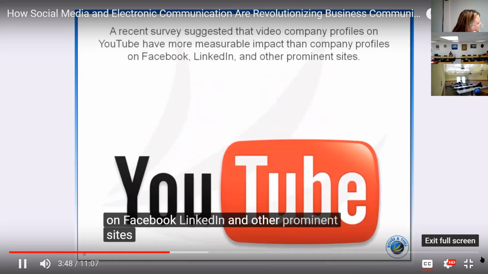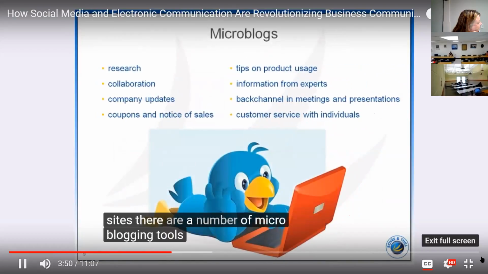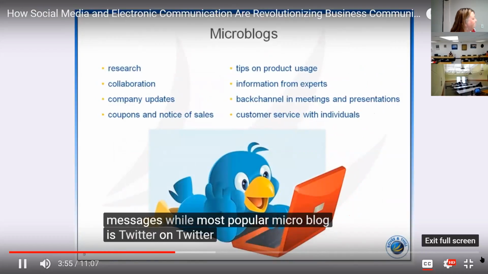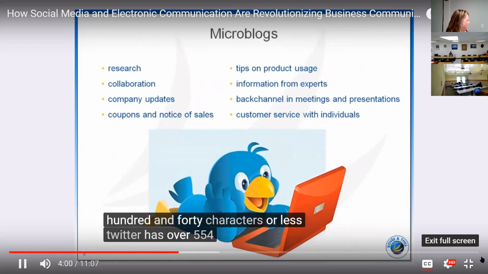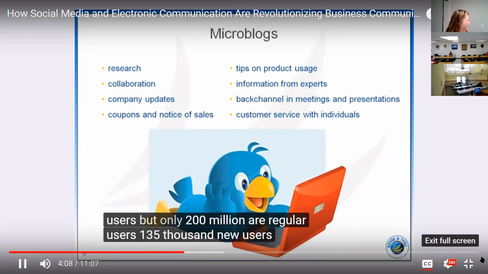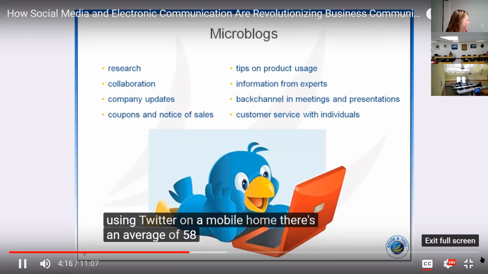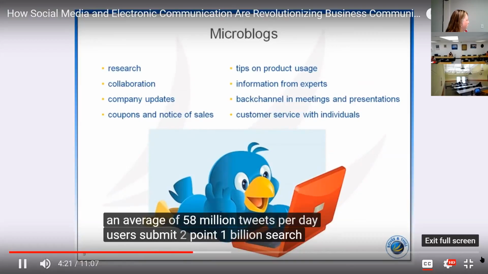and other common sites. There are a number of microblogging tools, all require short messages. The most popular microblog is Twitter. On Twitter, messages must be 140 characters or less. Twitter has over 554 million registered users, but only 200 million are regular users. 135,000 new users are registered each day. 60% of people use Twitter on a mobile phone. There's an average of 58 million tweets per day. Users submit 2.1 billion search queries a day to Twitter's search engine.